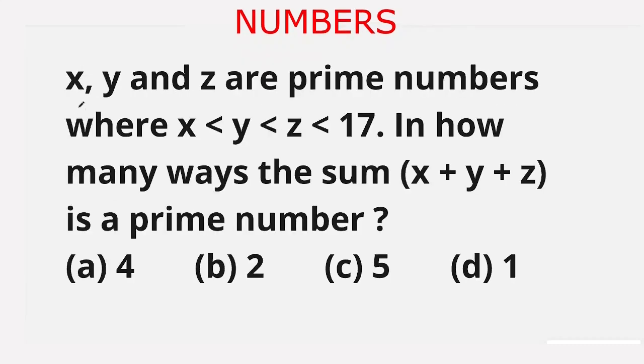Our question is, x, y and z are prime numbers where x is less than y is less than z is less than 17. In how many ways is the sum x plus y plus z a prime number? Option A 4, option B 2, option C 5, option D 1.